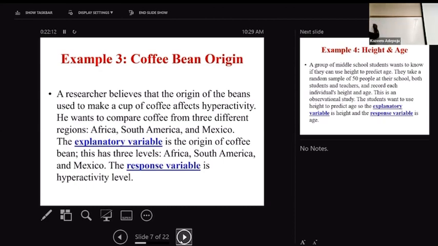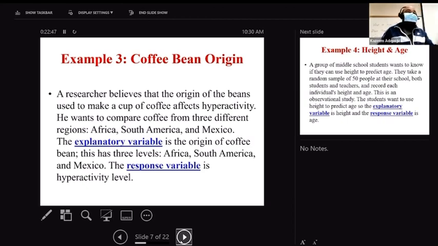So when a level of a variable is more than one, it is said to be categorical. It is categorical. Okay, I want you to take note of that. Of course, the response variable would be the hyperactivity level. That will be the response variable.